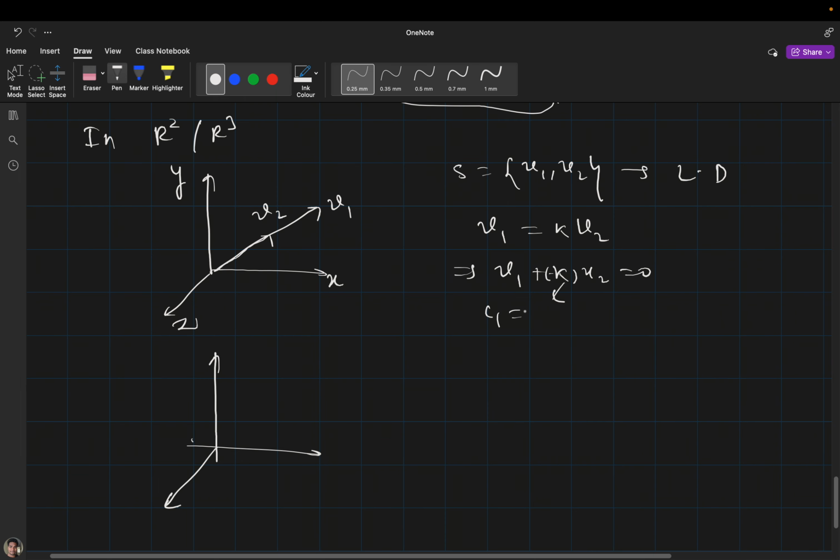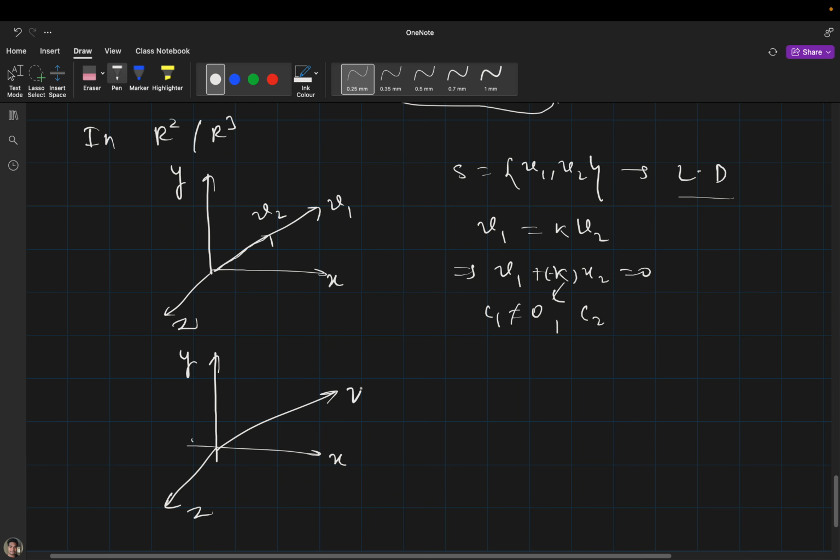Which means that C1 is not equal to 0, and for C2 you can put any scalar, or you can put 0. What does it mean? It means this kind of solution is a non-trivial solution, which means that the system is linearly dependent. Okay, now you can take another situation, x, y, and z.